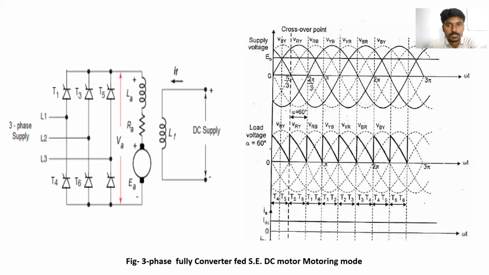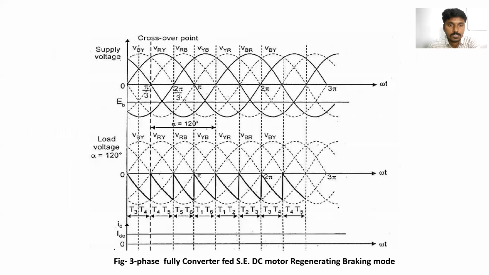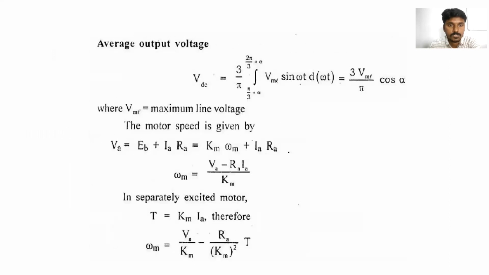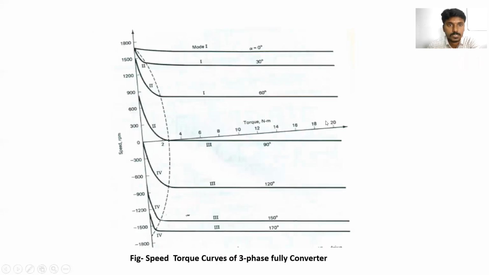Already we have discussed in full wave controlled converters, maybe single phase or three phase, if the firing angle is greater than 90 degrees, the output voltage goes to negative. Is it clear? These are the average output voltage of the three-phase fully controlled converter, that is 3 Vml upon pi into cos alpha. All these derivations we have derived in the power electronics subject.